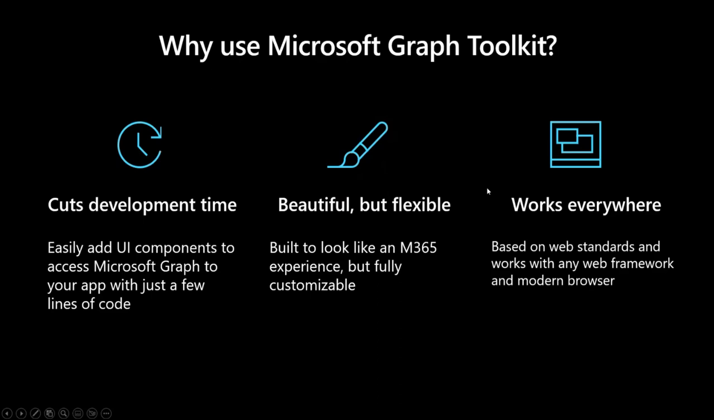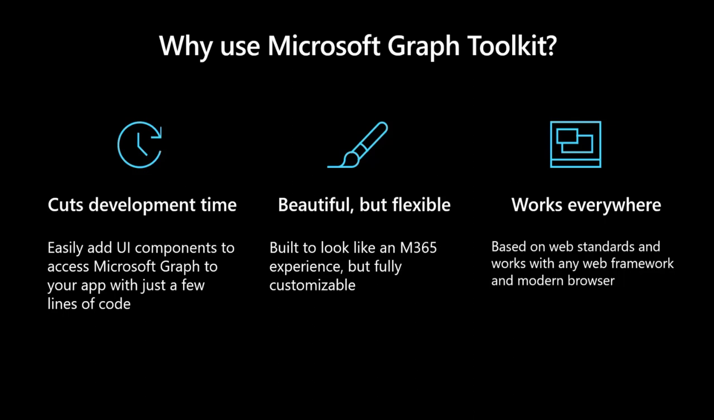You would be using the Graph Toolkit to cut on dev time, because that way you don't have to rebuild all of these components again and again and again. How many times have you built a person component connected to Graph and bring the picture and bring the presence of that user? How many Graph calls does that represent? Well, in the case of the Graph Toolkit, it represents for you zero calls because we handle all of them.